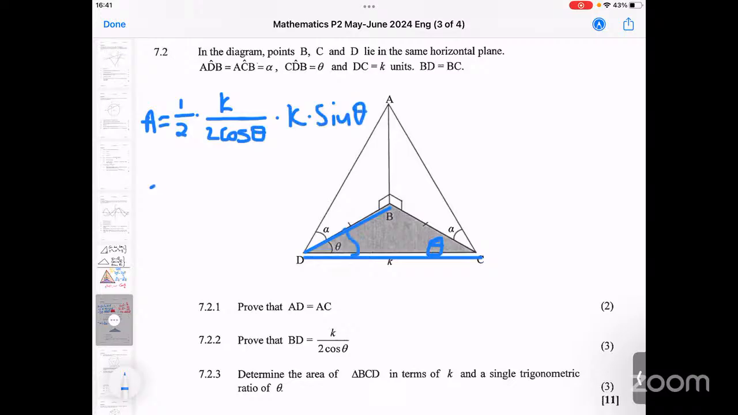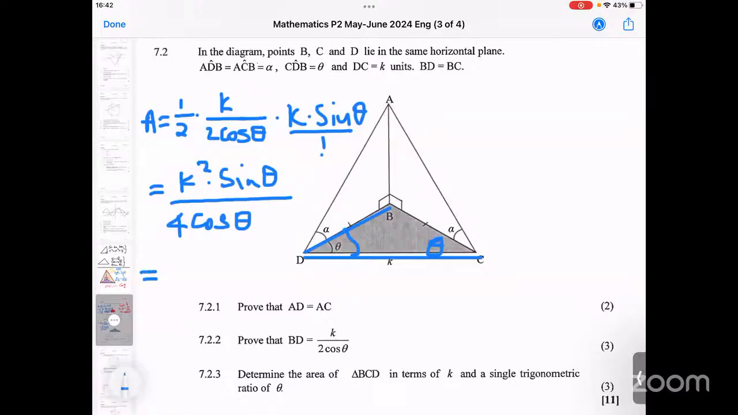Can you see what I've done there, Didintle? Yes, sir. Now it's done because this is the same as over 1. So at the top I've got K squared sine of an angle, and at the bottom I've got 4 cos of an angle. Then I've got K over 4 multiplying tan of an angle. Can you see there, Didintle?